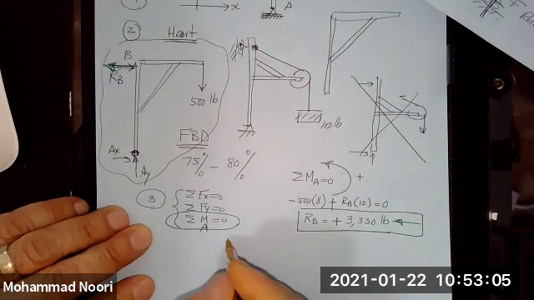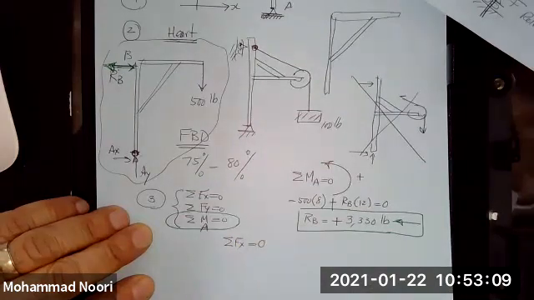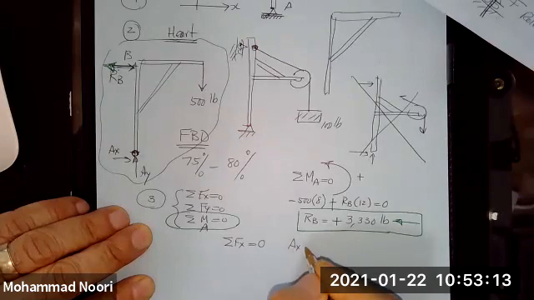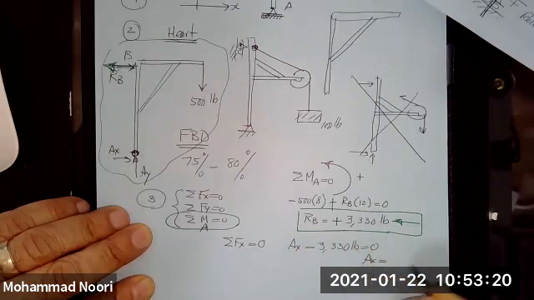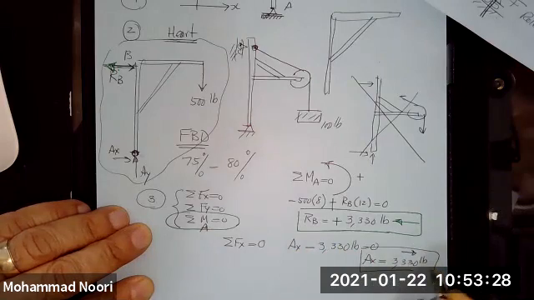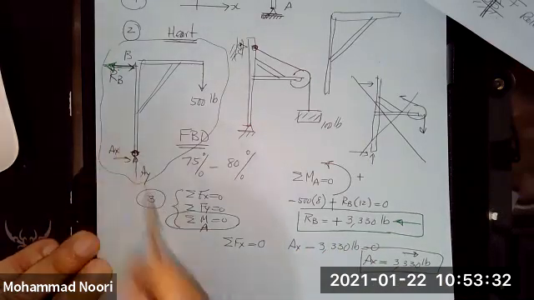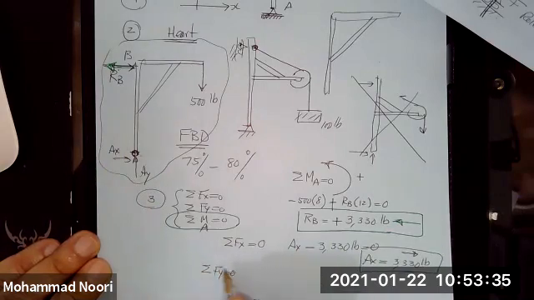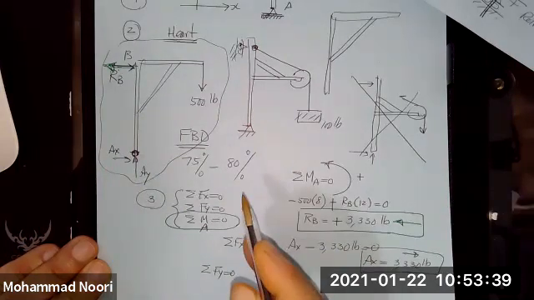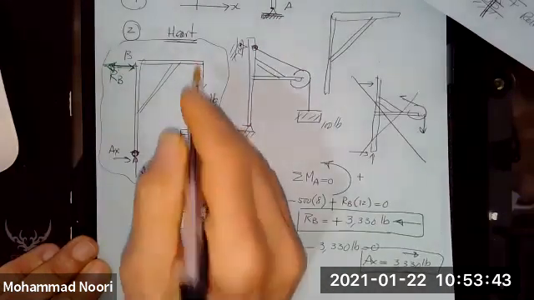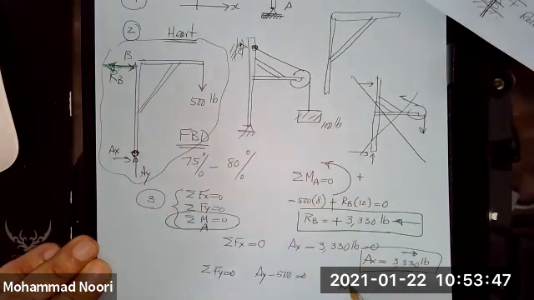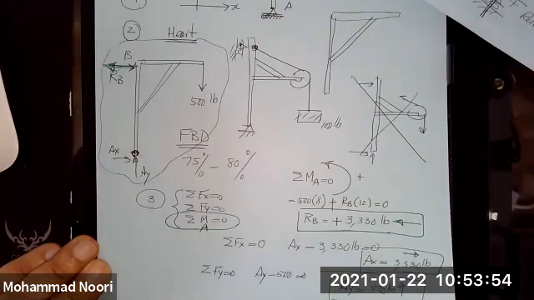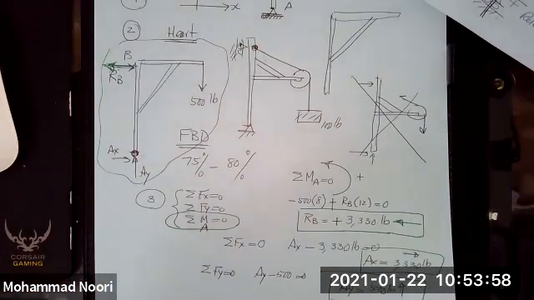Now I go to the next step. Summation of forces along x is equal to 0. Okay, so I have AX minus 3,330 pounds equal to 0. So AX would be 3,330 pounds acting in this direction. Okay, and obviously summation of forces along y equal to 0. I have AY, the positive direction of y, minus 500, and that's it, equal to 0. So AY is 500-pound force acting in this direction. Okay. Any questions?